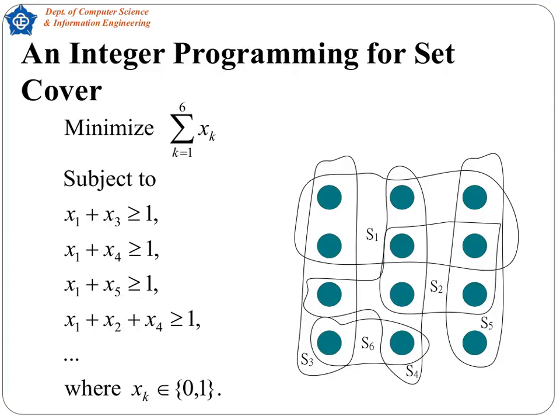For example, x plus x is greater than or equal to 1. X plus x is greater than or equal to 1, and so on. In the illustration, each irregular shape corresponds to one subset covering specific circles, and the integer restriction x element of 0, 1 forces us to either pick or exclude each set.